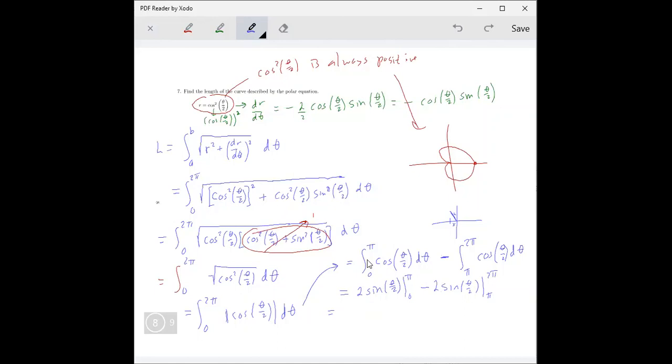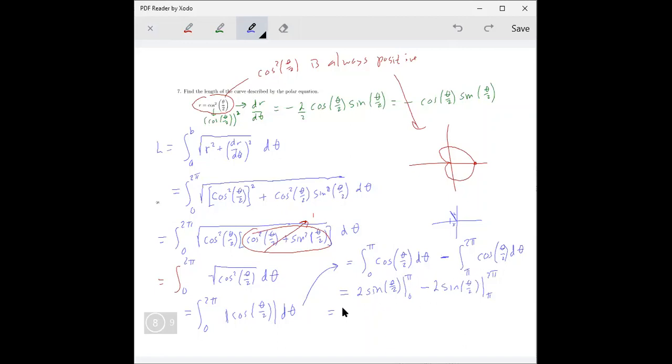Because when I take the derivative, the derivative of sine is cosine, but then the derivative of this is 1/2. So I have a 1/2 coming out. I need a 2 there so that when this 1/2 comes out, the 2 takes care of it, and you'll just get this. Likewise, this one.